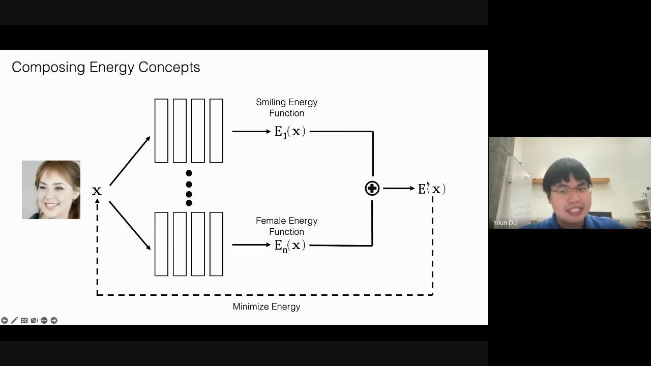And if you minimize or optimize this energy function, now you are able to generate faces that are both smiling and female in nature. So essentially, by representing different concepts or factors as energy functions, it gives you a natural way to nest different functions together at test time by simply optimizing the addition of each function.